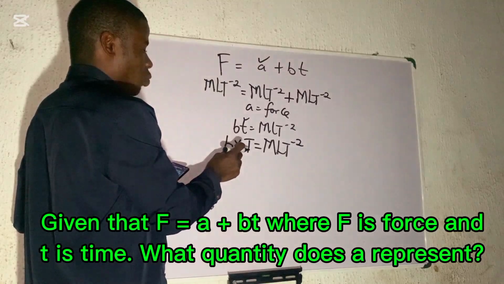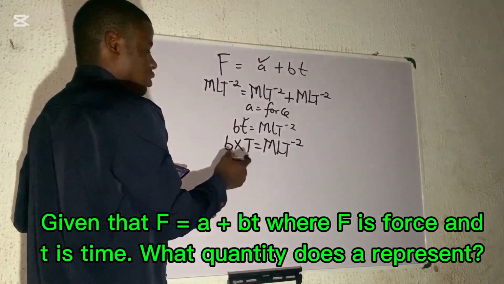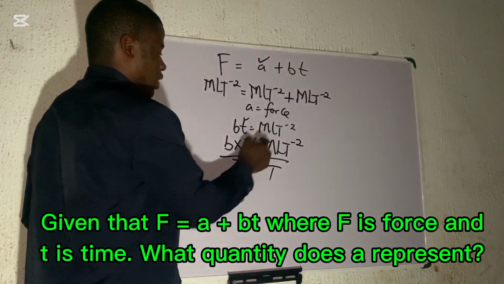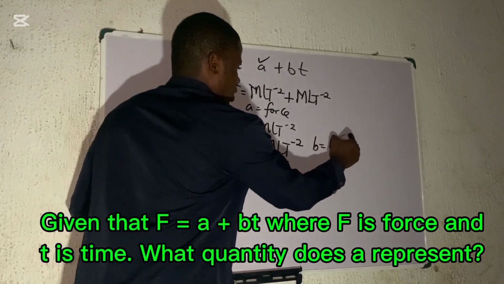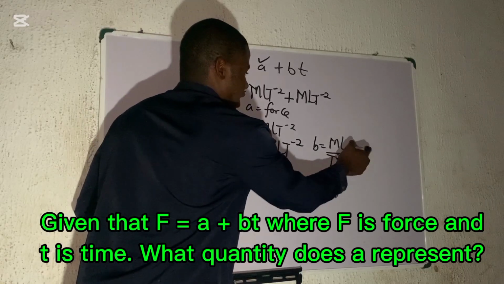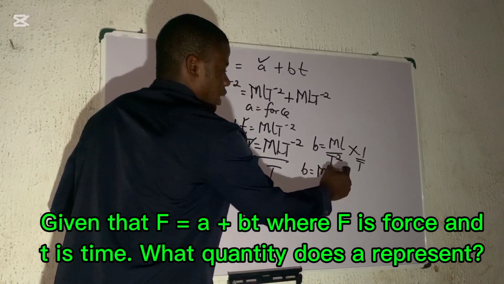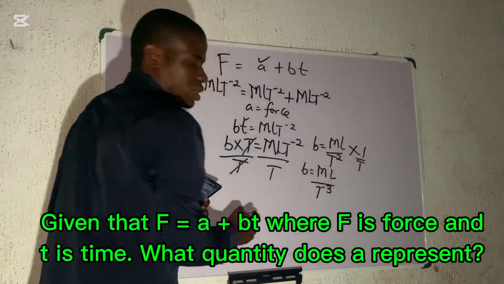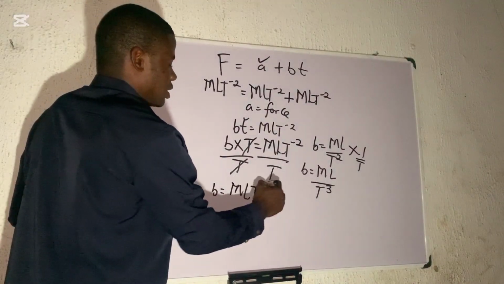So if you make the quantity B the subject, you divide both sides by its coefficient T, so that T will cancel T. So we have that B equals MLT^-2, that's ML over T squared, divided by T, that's times 1 over T. Does it make sense? So B equals ML all over T squared times T, that's T raised to power 3. Does it make sense? So we have that B equals MLT^-3.